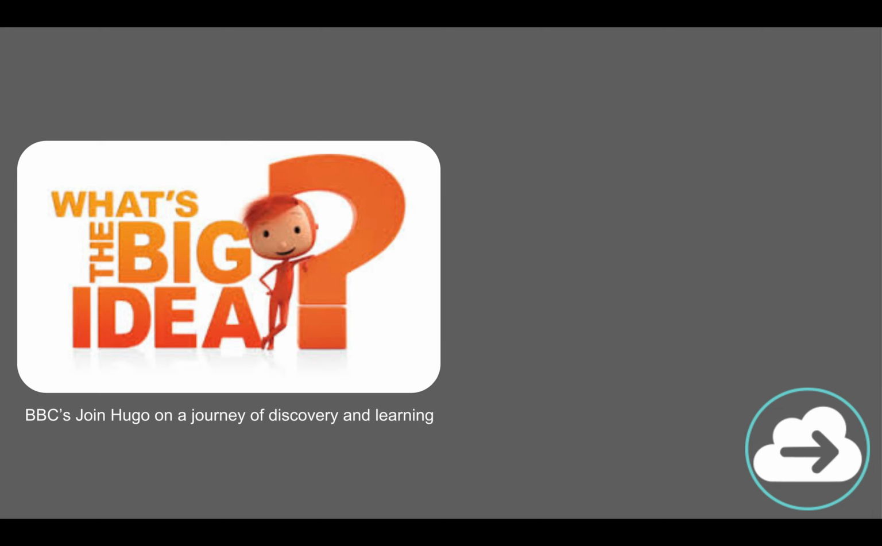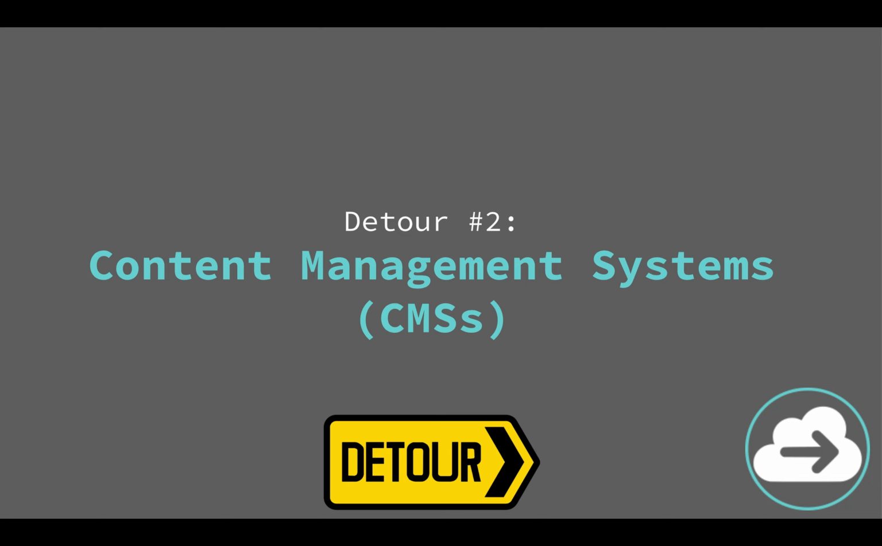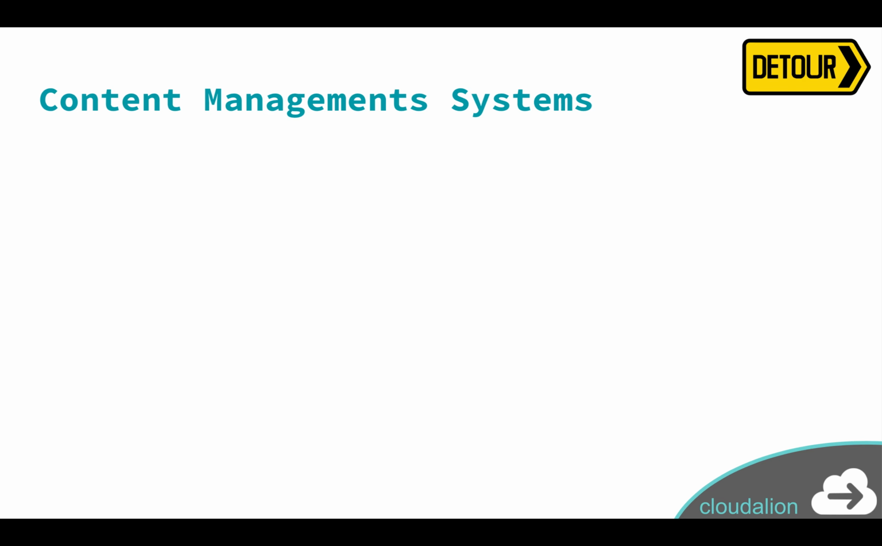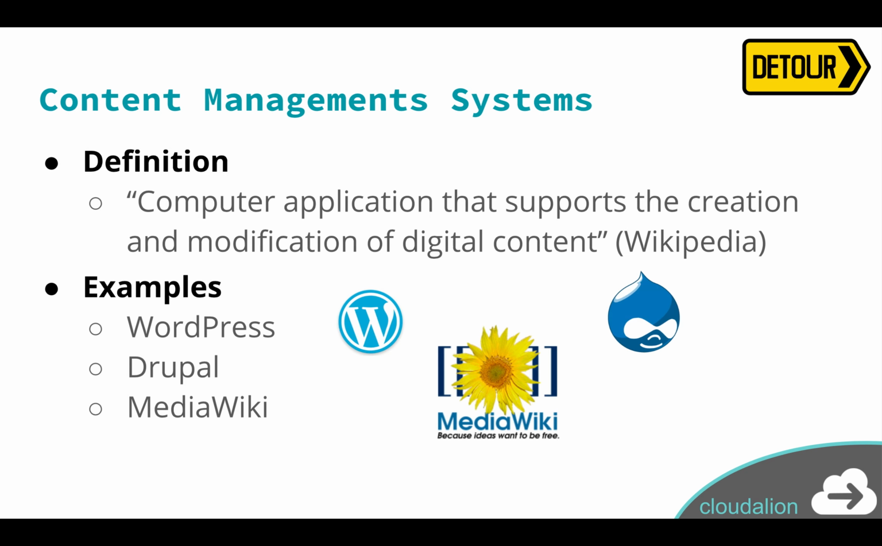So that brings us to the big idea of this talk. If we agree that web applications are DSLs, and if we agree that there is a way to build DSLs that supports the kind of separation of code assets that we want, can we apply it to web applications? And the answer is yes, and it is already being done today in content management systems. Content management systems are computer applications that support the creation and modification of digital content. Examples include WordPress, Drupal, and MediaWiki, which is the software behind Wikipedia.